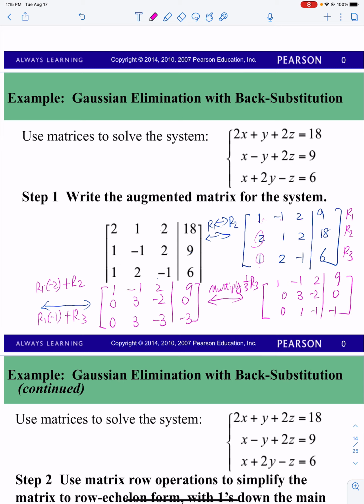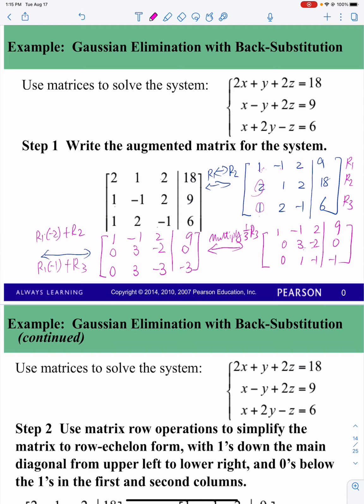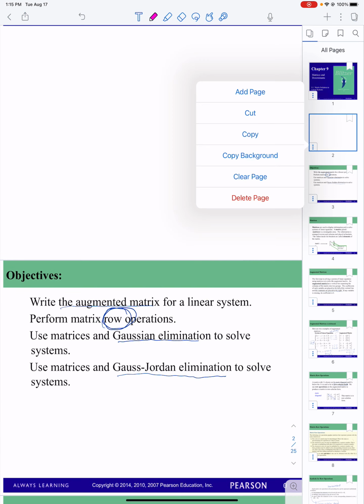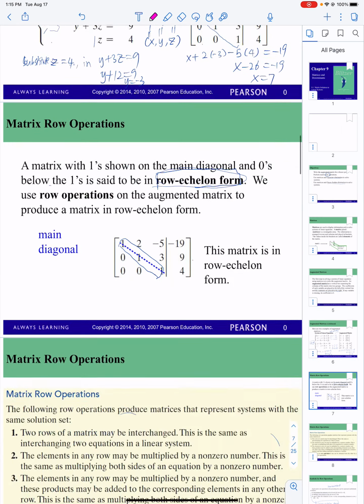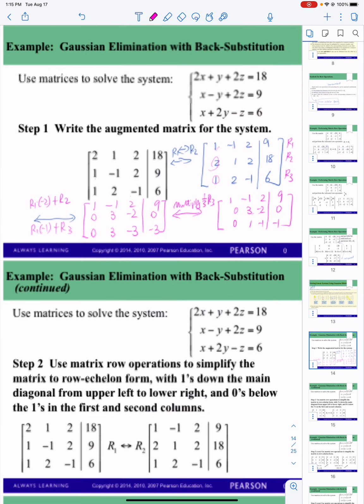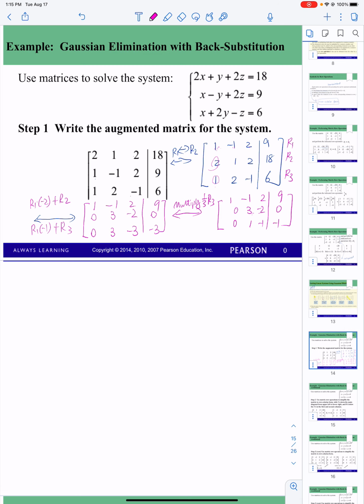Are you with me? Because here I do not want this because I do not want a fraction. But what could I do? What could I do? So what I need is a black page, yeah? Okay, so what will I do? So I will exchange R2 with what? R3 again, yeah? So what do we have? 1, negative 1, 2, 9. Yeah.